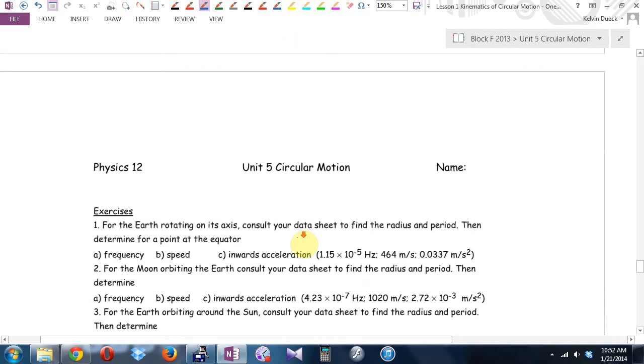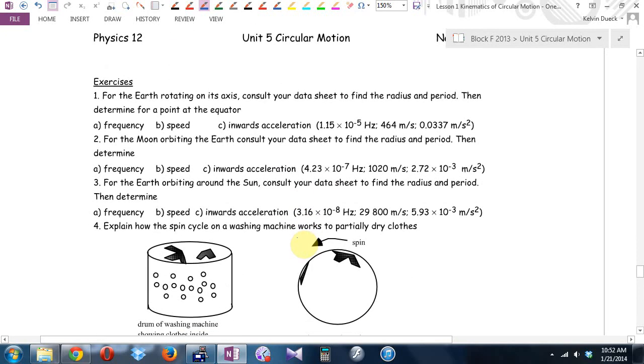What's your homework? So number 1 says, for the Earth rotating on its axis, consult your data sheet to find the radius and period. On the front of your formula sheet, you will find the radius of orbit and the period of rotation and the period of orbit for the Sun, the Moon, and the Earth. And we're going to start to use those an awful lot during this unit. You don't need to memorize them. They're on your formulas sheet.